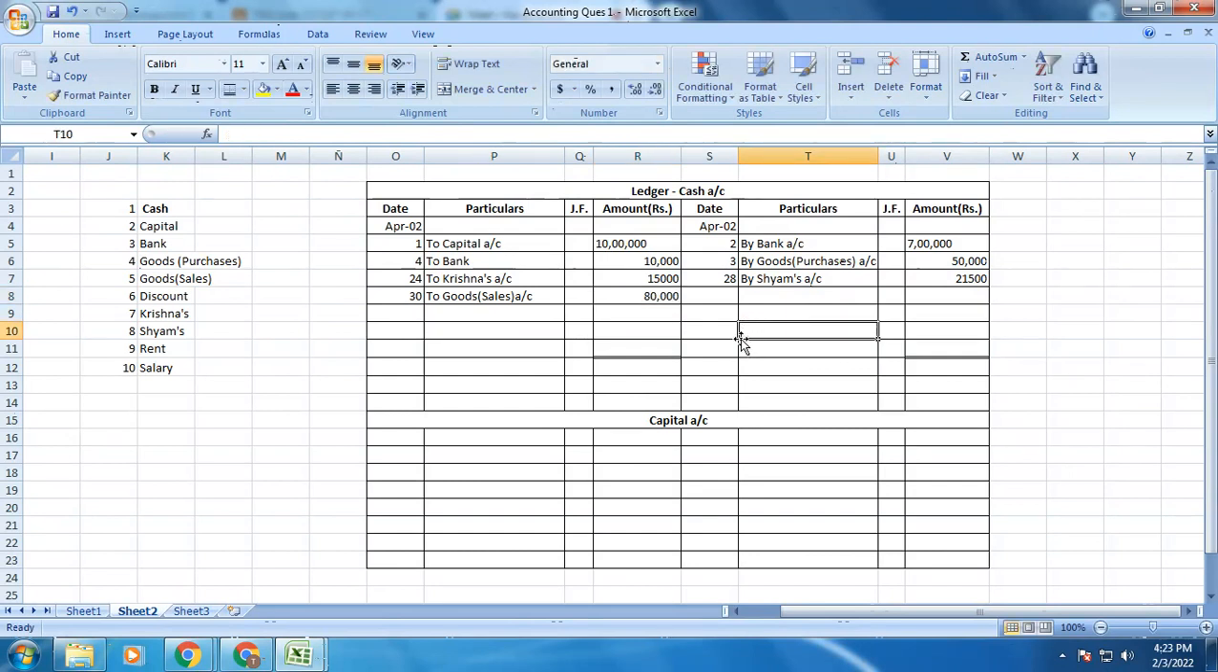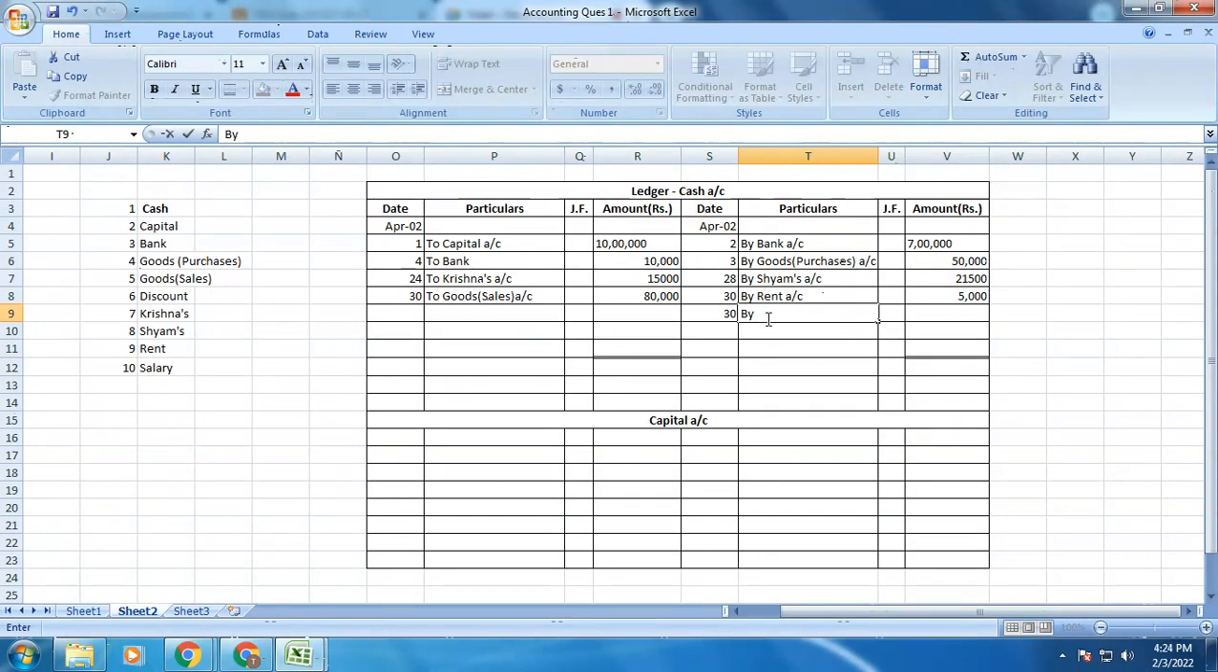The next one, rent account debited to cash account. Rent account debited to cash account. So here because cash account is being credited, we say by and the name of the debit account, by rent account on the 30th. And the amount was 5,000. Yes, ma'am. Okay, now on the 30th again, by.